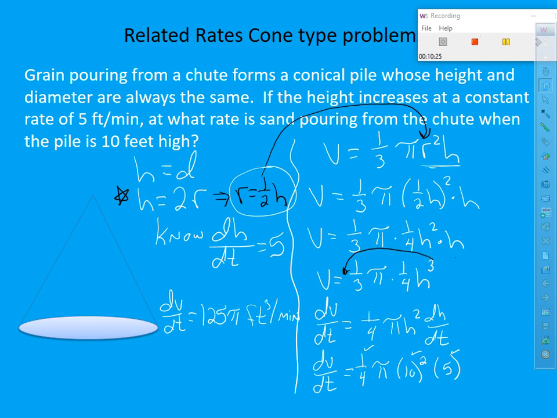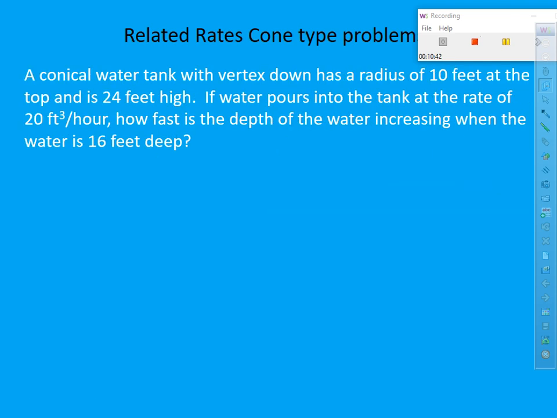Now, number 2 is a little bit different. So let's go over to your number 2. It says a conical water tank with a vertex down. So I'm going to draw you a beautiful little picture right here. So there's what I've got so far. A conical water tank with the vertex down has a radius of 10. So I'm going to come in and draw that, a radius of 10 at the top, and is 24 feet high.